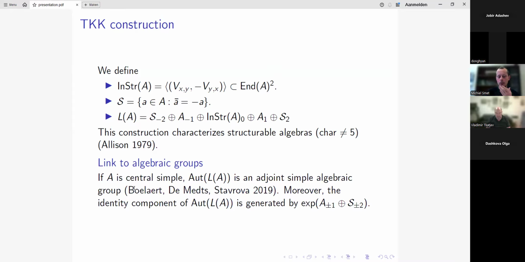You can also link this to algebraic groups, as we did for Jordan algebras. Namely, if A is a central simple structurable algebra, you can look at the automorphism group of the Lie algebra. This will be an adjoint simple algebraic group. And you can also look at the identity component. And this group is generated by the exponentials of positively graded elements and exponentials of negatively graded elements. Similarly, as was the case for Jordan algebras, where you had the projective group of J and the projective elementary group, which was the identity component of the projective group.